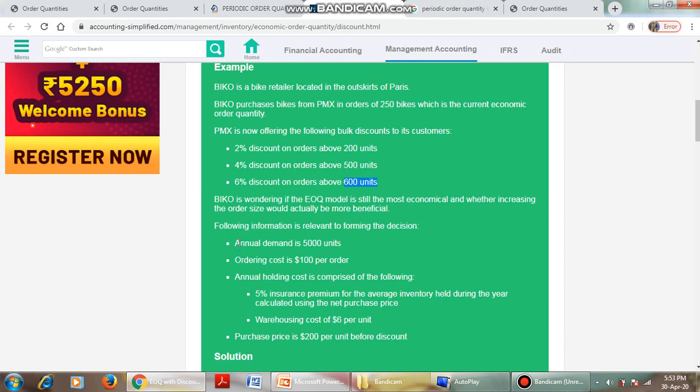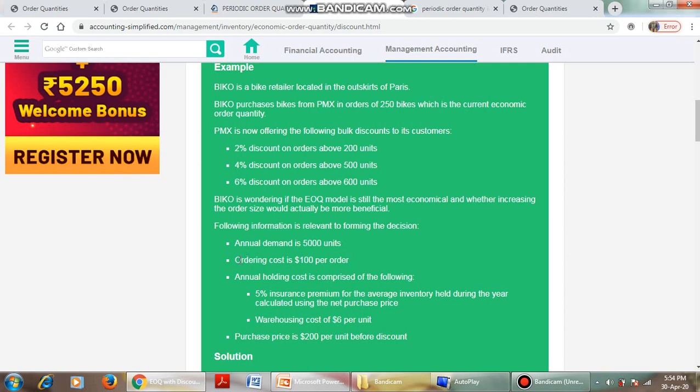So here the data is given. If you buy 200 products, you get a 2% discount; 500 products, 4% discount; 600 products, 6% discount. The annual demand of that particular Biko company is 5,000 units.